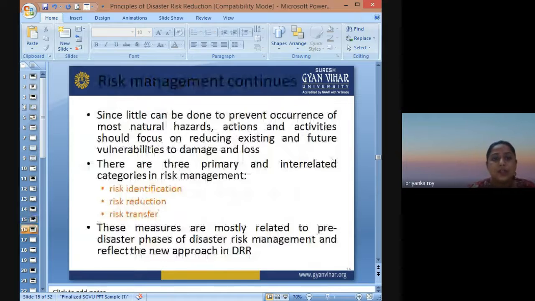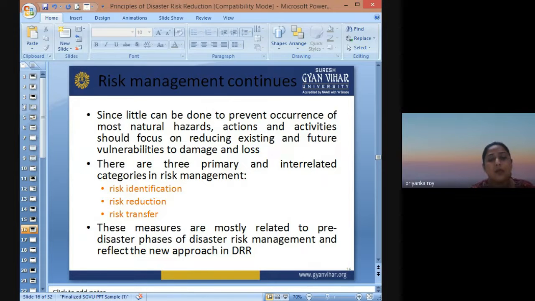So risk reduction continues since it can be done, and prevents the occurrence of natural hazards through action and activity. It should focus on reducing the existing and future vulnerability to damages and losses. There are three primary and interrelated categories in risk management, that is, risk identification, risk reduction, and risk transfer.